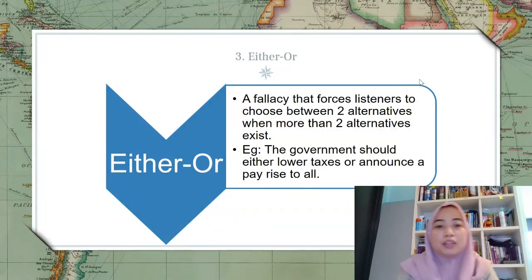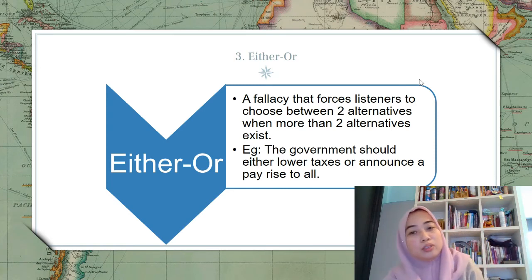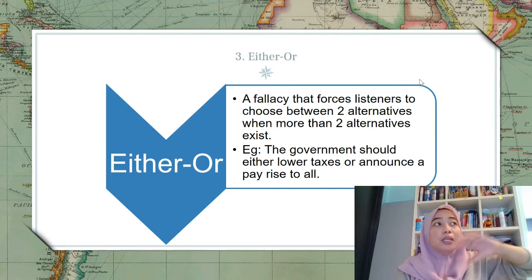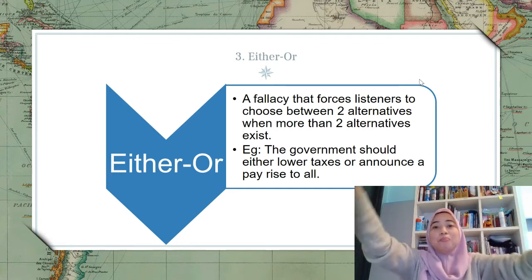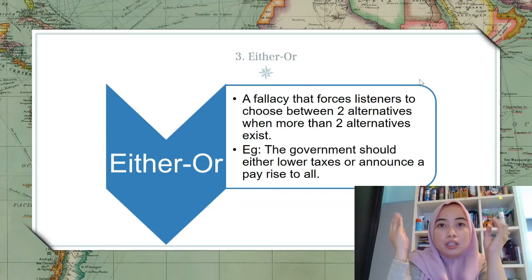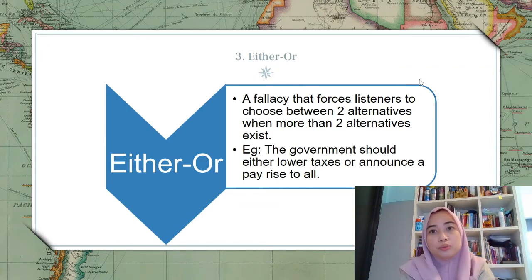Next, we have here either-or. Either-or is a type of bad argument that forces the listener to choose between two alternatives, and that's it. The example here is that the government should either lower the tax or announce a pay rise to all. So you're only giving two options, whereas it could be 10 or 50 more options out there. And why does your argument have to have the scope of only two? So that is either-or.